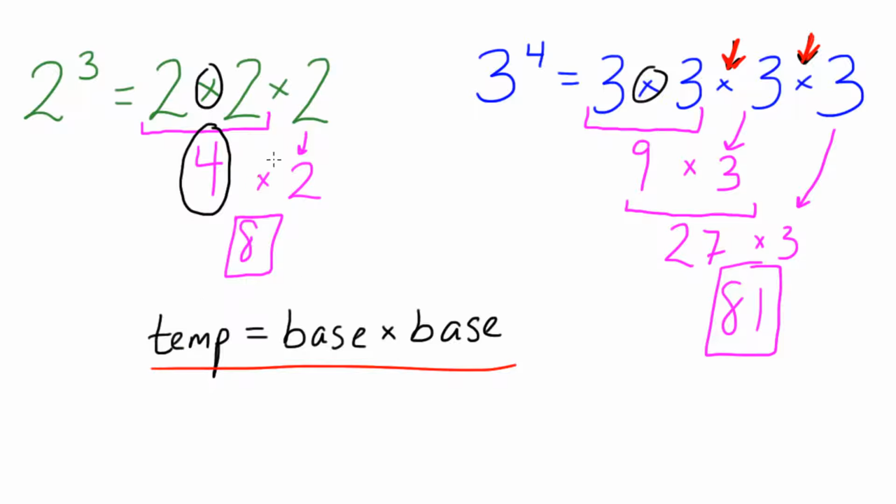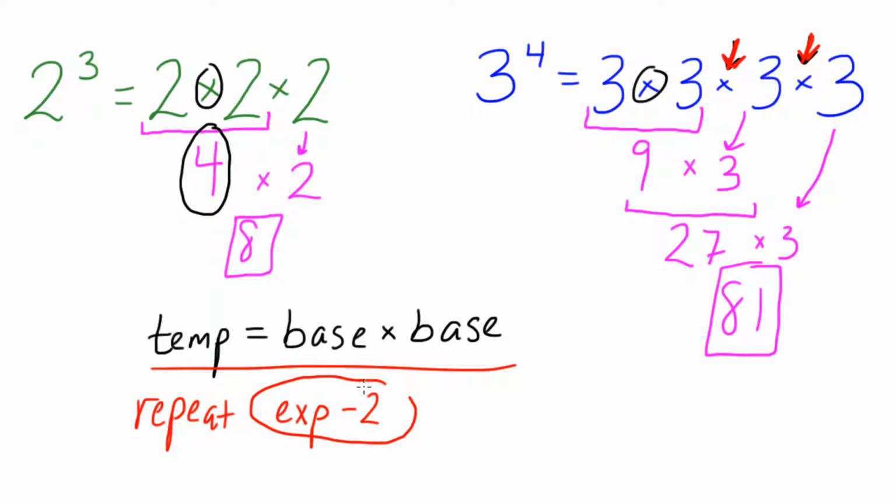Then I am multiplying what's left, that temporary variable, by the bases that are left, and I do that exponent minus 2 times. So what I mean by that is I'm going to repeat the following: exponent minus 2 times. And what I'm going to do is set a new temporary variable, because I have to create a new variable basically in my head.